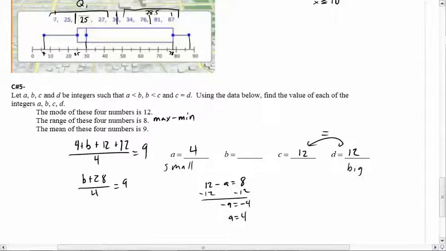I multiply both sides by 4, and I get B plus 28 equals 9 times 4. Those 4s cancel out. 9 times 4 is 36. And then I subtract my 28. And I get B equals 8.